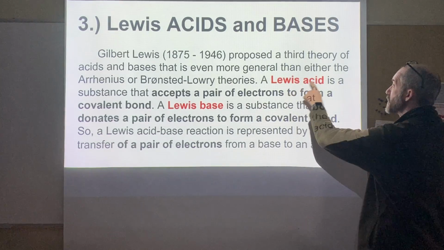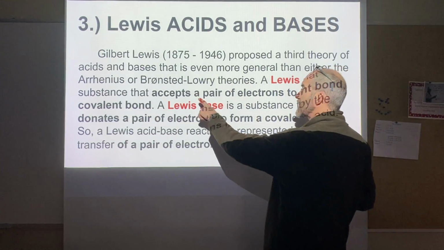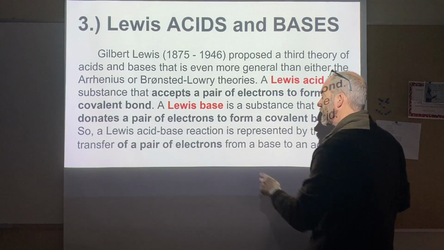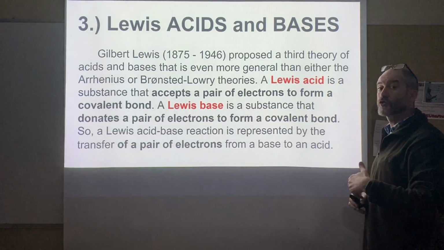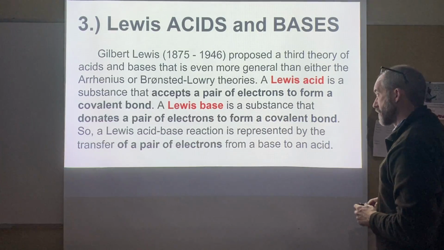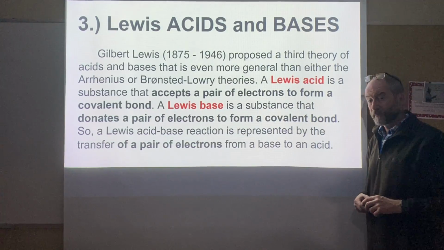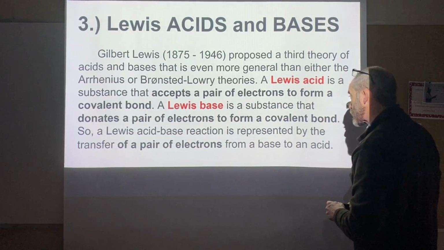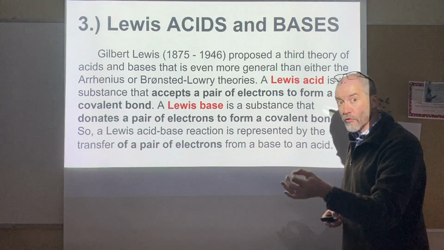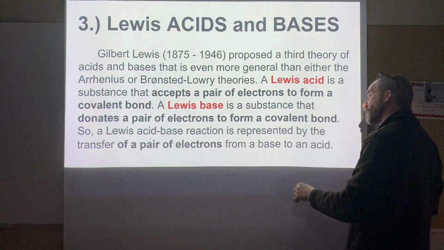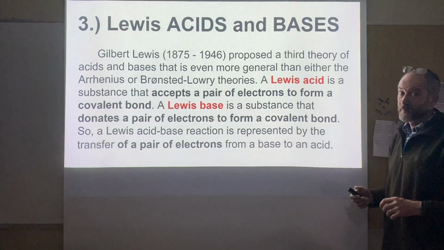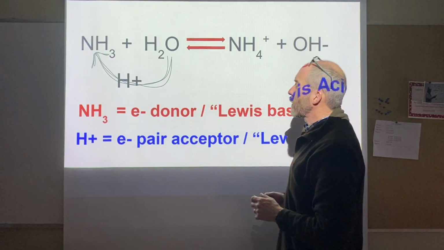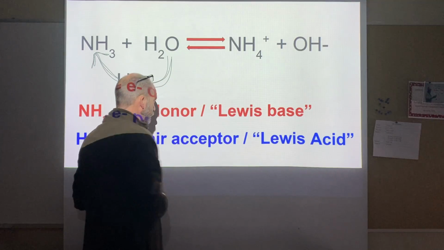A Lewis acid is a substance that accepts a pair of electrons to form a covalent bond. A Lewis base is a substance that donates a pair of electrons to form a covalent bond. So a Lewis acid-base reaction is represented by the transfer of a pair of electrons from a base to an acid. You might want to slow down, read that again, and look at this. All right, here we go.